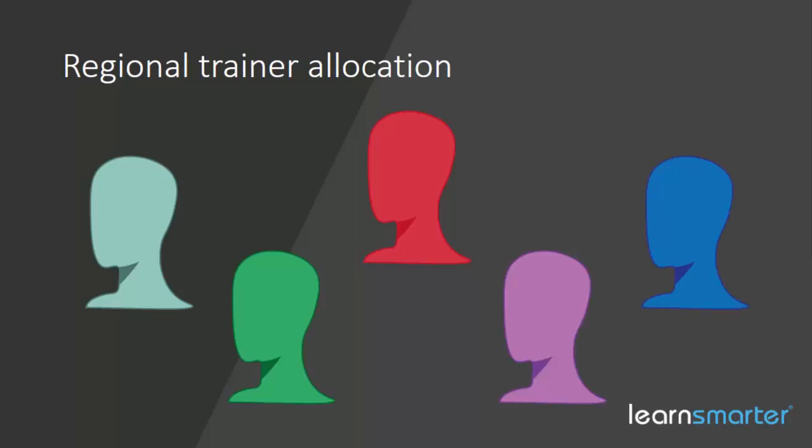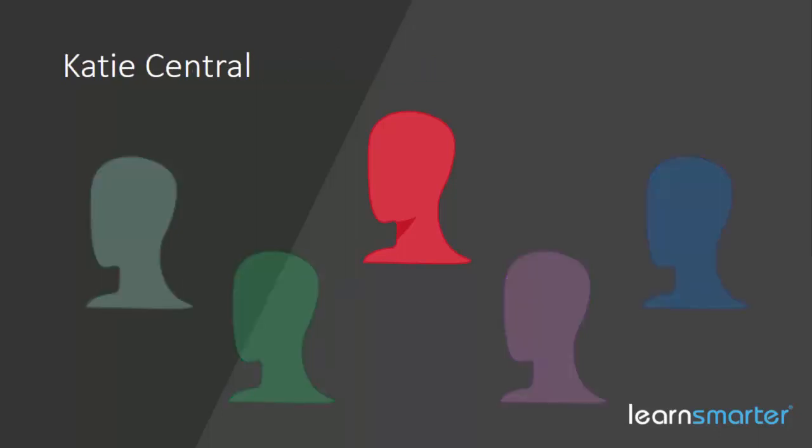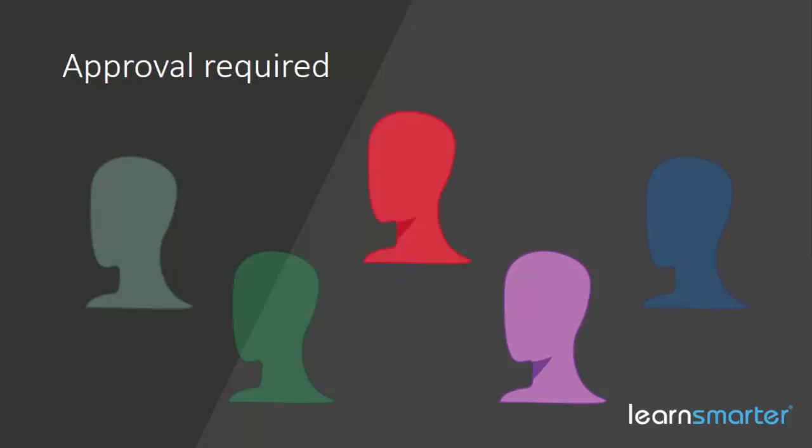but the trainers are allocated regionally. We're going to focus on two people here. Katie Central is going to do the scheduling, and then we have somebody called Pete Region who's going to allocate the trainer. In order to make sure that that happens correctly, we're going to be using an approval process. So essentially Katie needs to approve the allocation that Pete will have done.